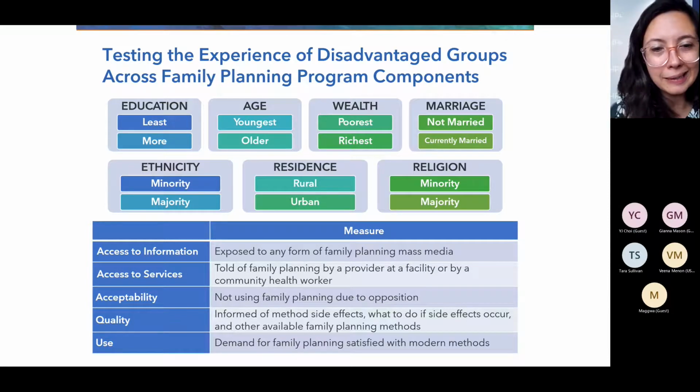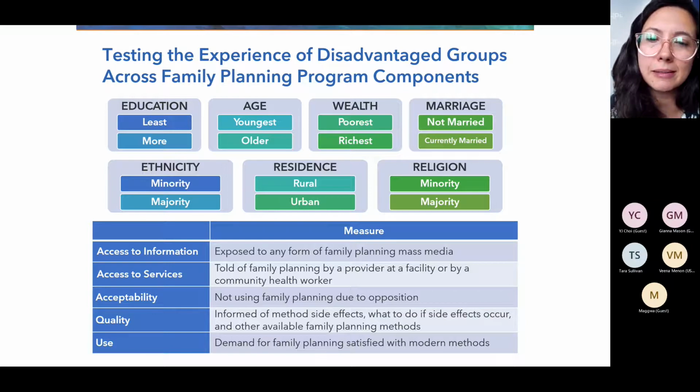And then finally, we have quality in here. So for that, we use the informed choice index. So informed of method side effects, what to do if side effects occur, and other available family planning methods. And finally, we have a use measure in here, of course, and that's demand for family planning satisfied with modern methods.